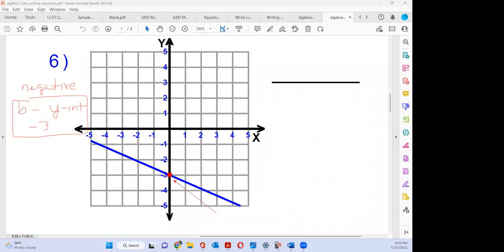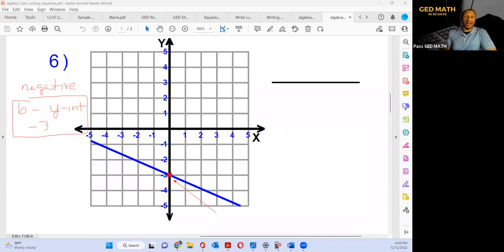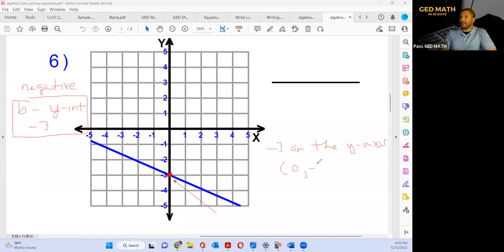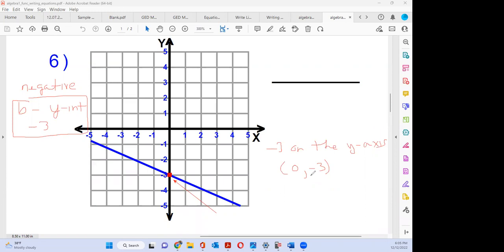That point is not -3. It's -3 on the y-axis, or 0, -3. That would be the ordered pair. Does everybody understand that? That point is not -3. It is either 0, -3, or -3 on the y-axis. Everybody understand that? So now we need the second point.